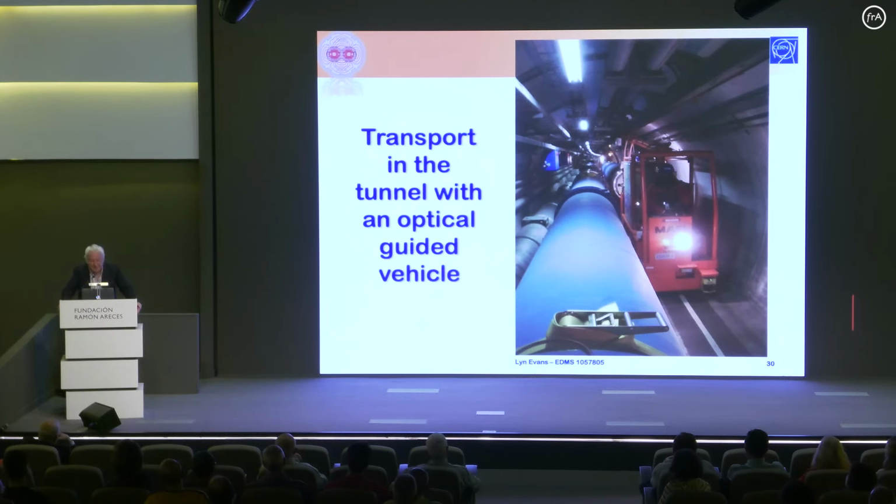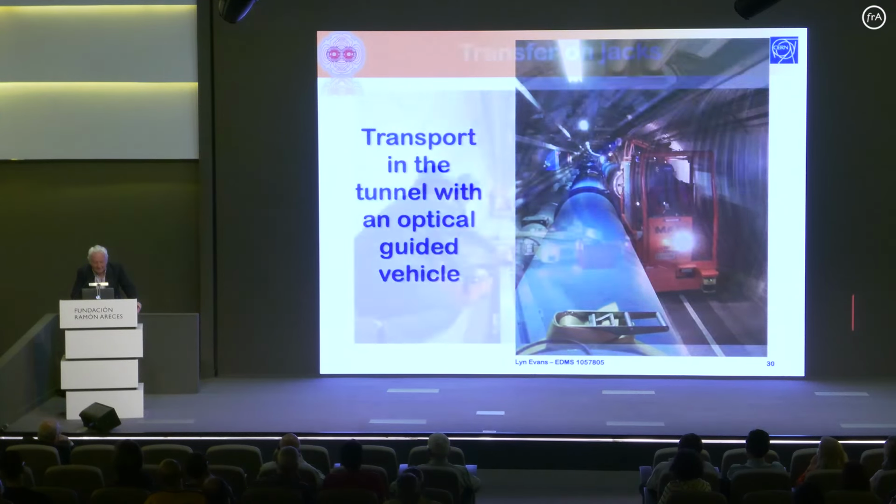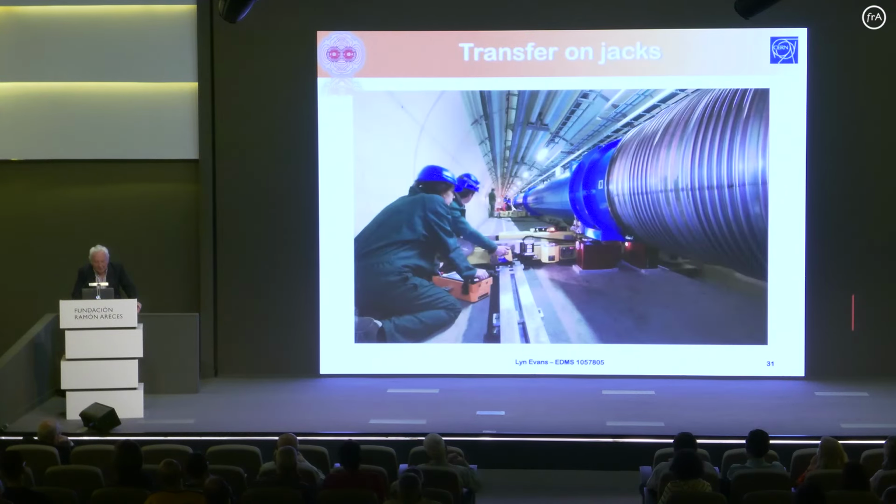And the furthest distance these magnets have to be transported is 15 kilometers, going from the entry point to the furthest point around. And you can imagine that job, driving it at 3 kilometers an hour. You can see the guiding line on the floor, so that if the driver goes to sleep, he doesn't bump into the magnets. The transfer from the vehicle onto jacks and precision alignment.